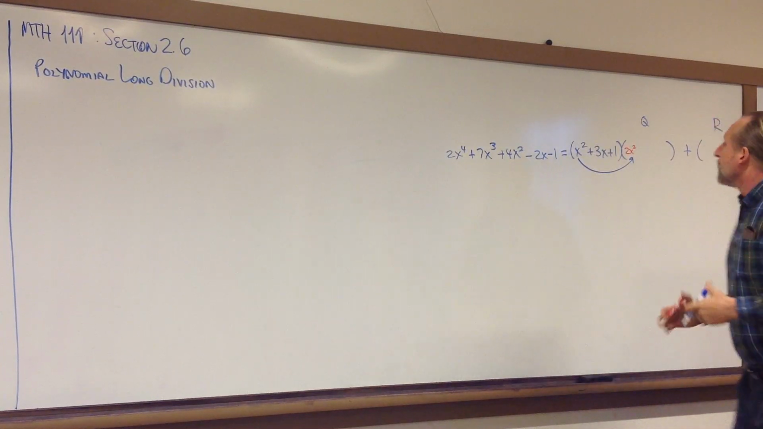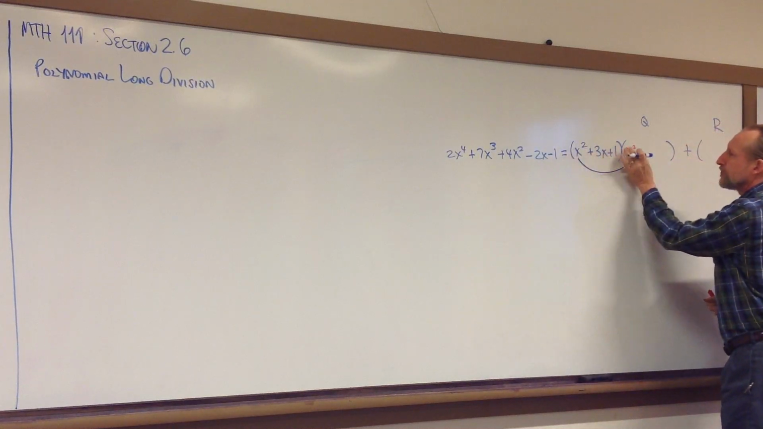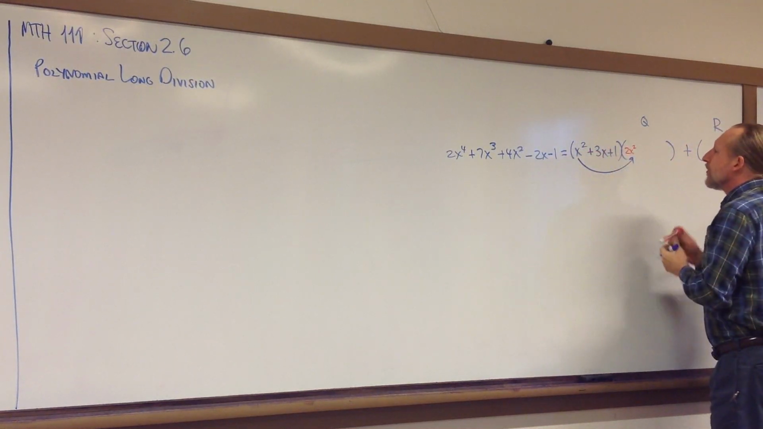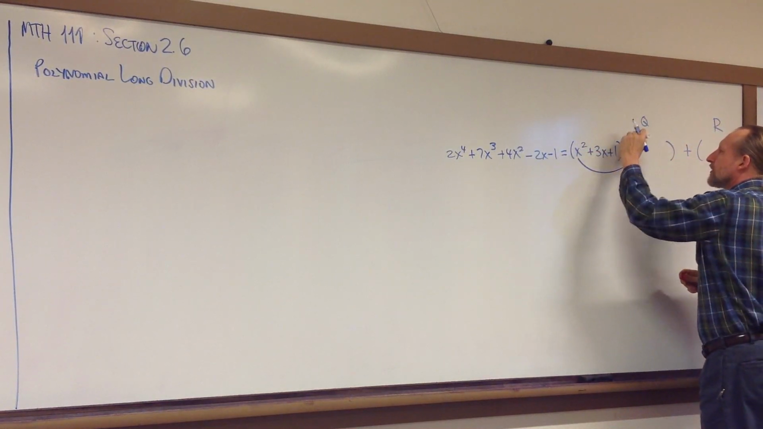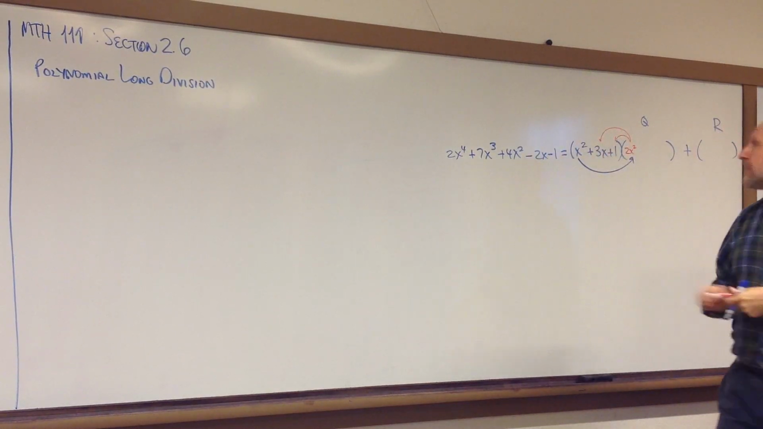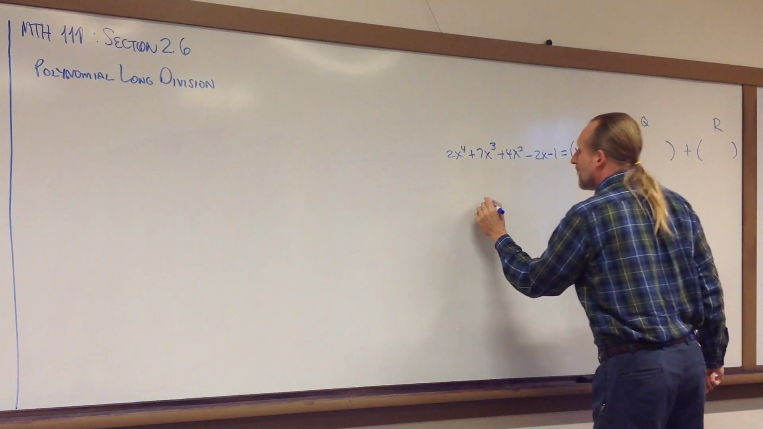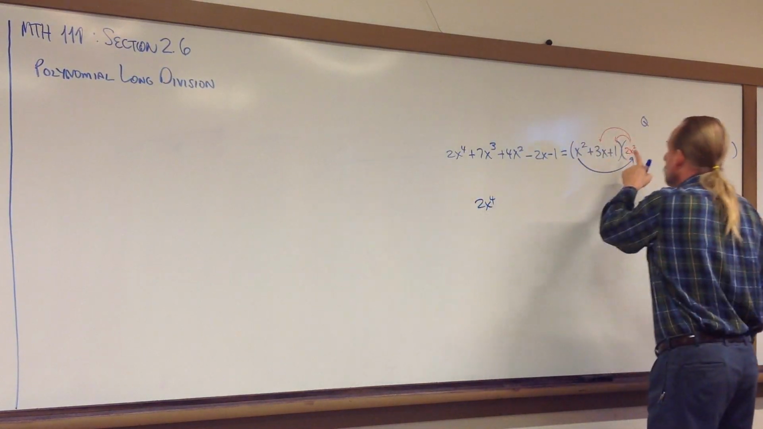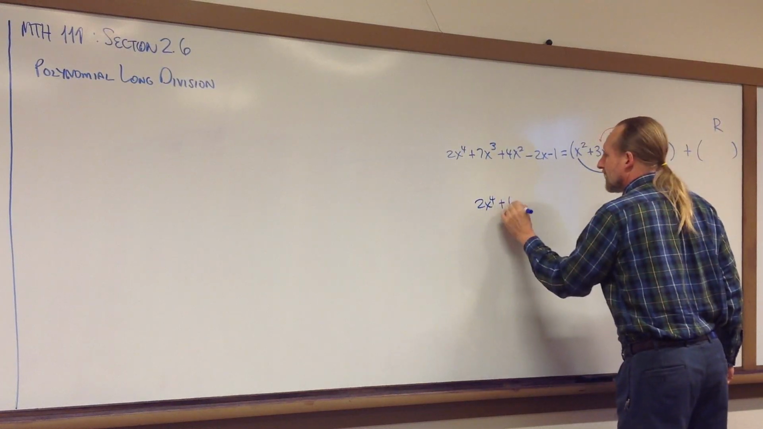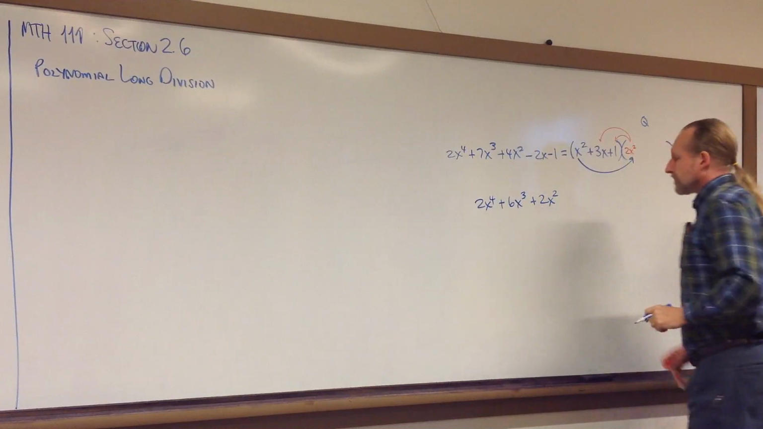Okay. But here's the thing about multiplying polynomials. You don't just multiply these two pieces. You also have to distribute this 2x squared to the other terms in this polynomial right here. Okay, so that's going to give us a 2x to the fourth, good, but it's also going to give us a 6x to the third and a 2x squared.